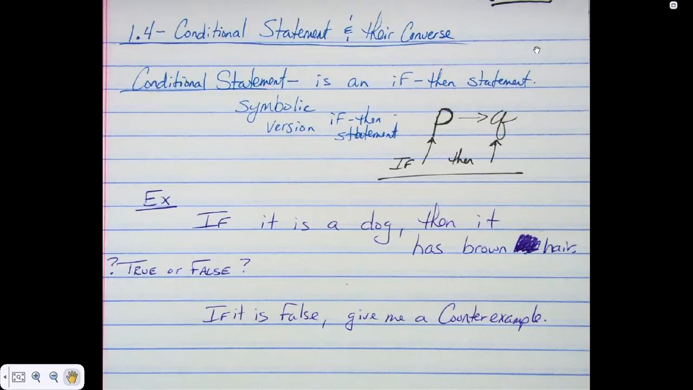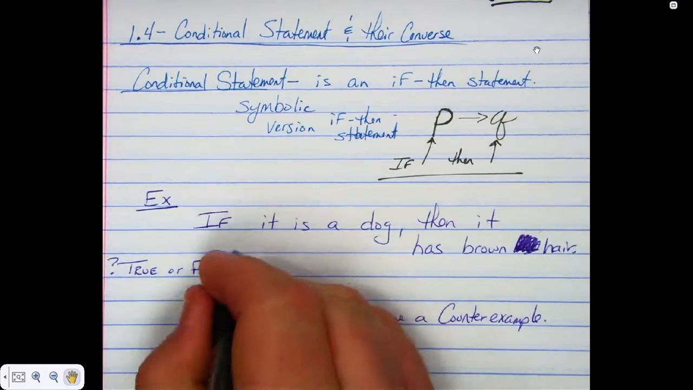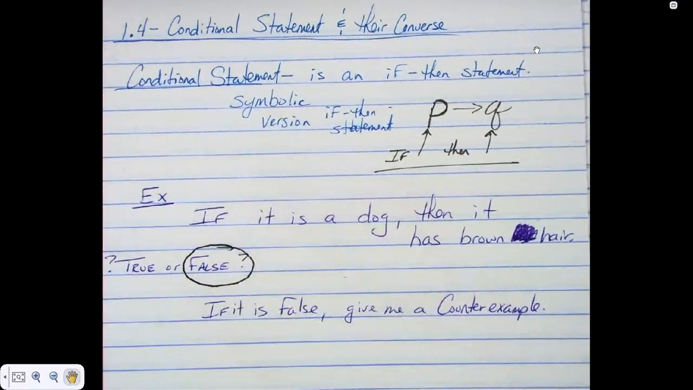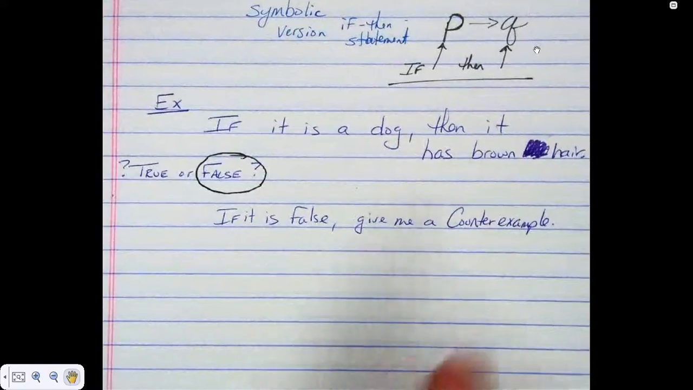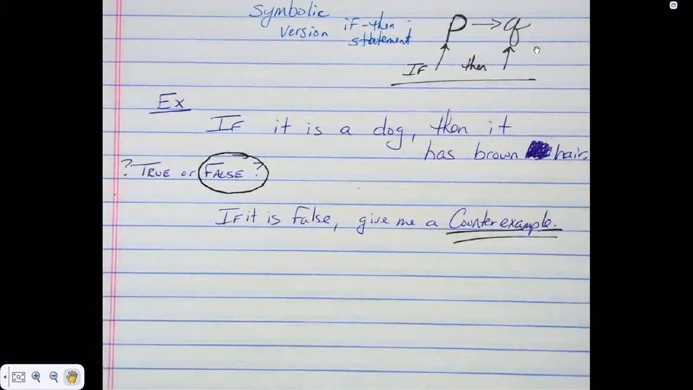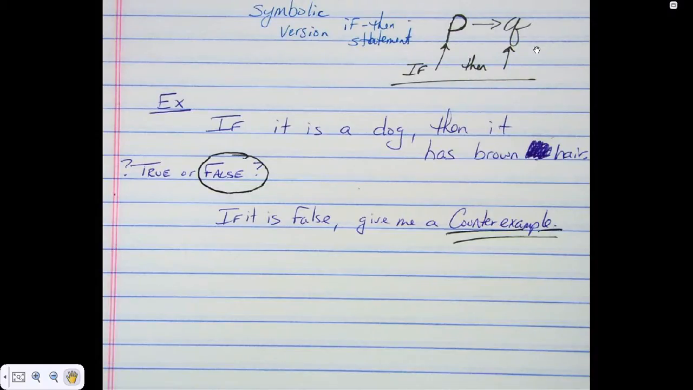So first of all, I would agree that that is a false statement. Now, since it is false, I want you to prove it to me by giving me a counterexample. What do you think a counterexample would be? Well, not all dogs have brown hair. Right. Some black labs have black hair. Black lab, yeah. Believe it or not, she's right.